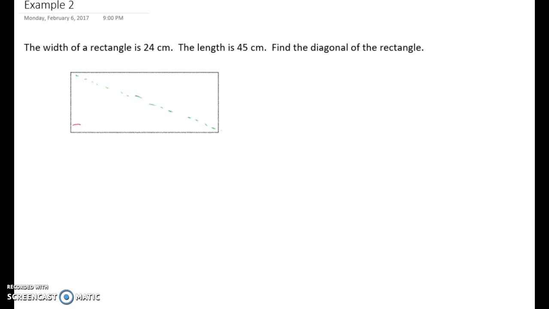We know that a rectangle has 90-degree angles. So when we draw in the diagonal, we see that we're really creating a right triangle. And the diagonal is the hypotenuse of that triangle. It is across from the 90-degree angle. So we're going to put our 24 centimeters, 45 centimeters, label our picture, and now I will set up my Pythagorean theorem.